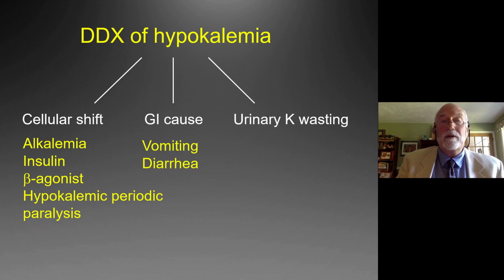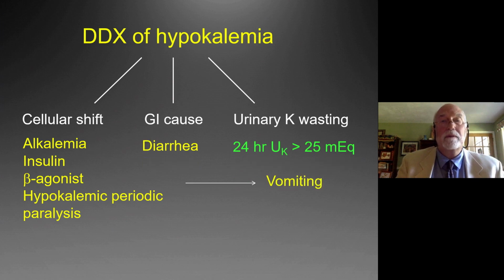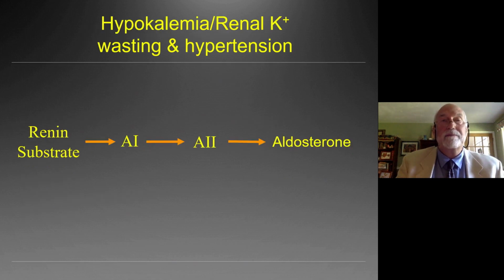The GI causes are vomiting and diarrhea. With diarrhea, it's direct. There are potassium losses in the stool. But with vomiting, it's indirect because of the alkalosis that is induced. And then diuretics or hereditary disorders affecting some of the transporters can lead to elevated urinary K wasting, with a couple of different definitions that are defined here for you. So again, the vomiting ends up being more of a urinary K wasting because of the alkalosis.